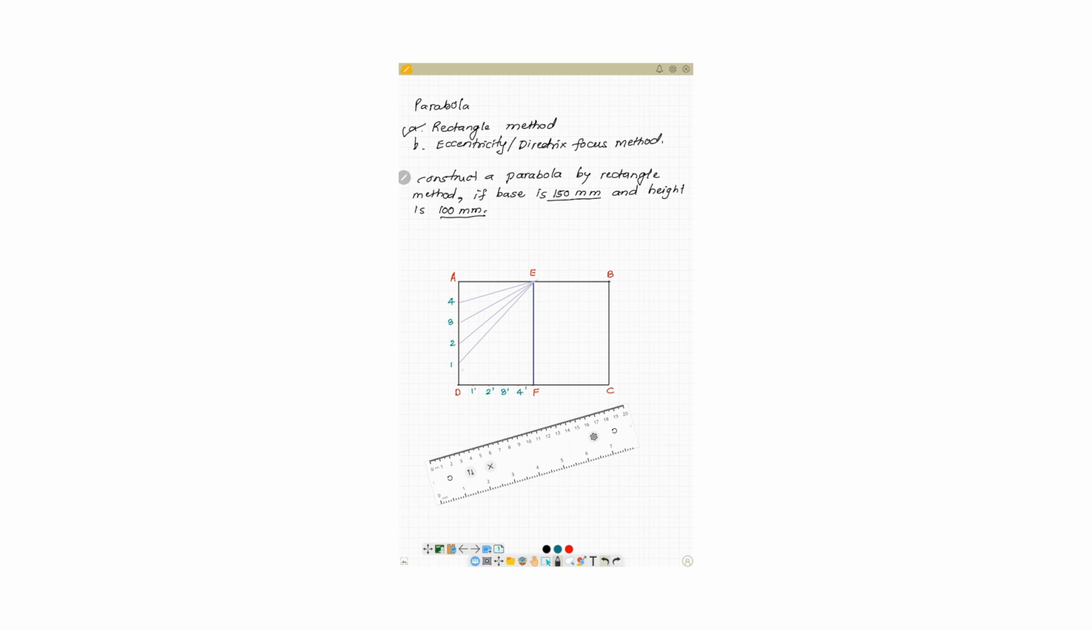Then the vertical divisions, the numbers 1, 2, 3 and 4, I have connected all to point E here. Now we have to make use of the points which are available on the horizontal side of this rectangle, which is 1 dash, 2 dash, 3 dash and 4 dash. Now all we have to do is adjust our scale parallel to side AD or parallel to side BC, which is nothing but the vertical dimension.